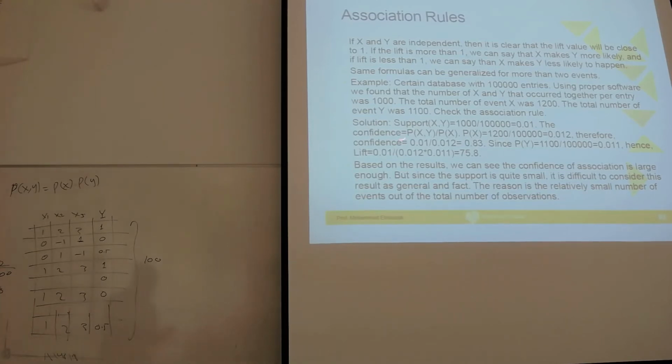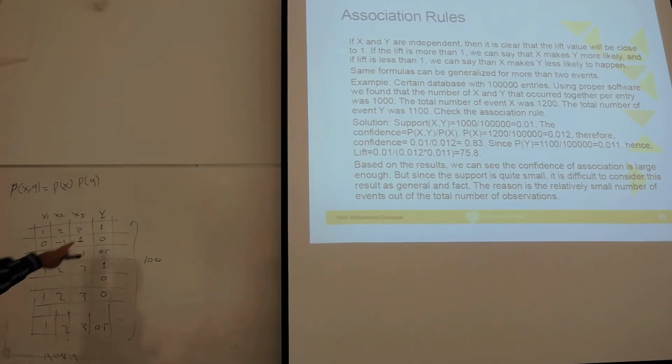Okay, let us take this example. Assume that you have a database with 100,000 entries. You use some Python, for example, to compute the confidence: you count how many X you have, how many Y, and how many times X and Y happen together. You found in the data that X occurred or repeated 1,000 times, regardless of anything else, just X. For example, X1, X2, X3 equal to 1, 2, 3 repeated 1,000 times. Okay?